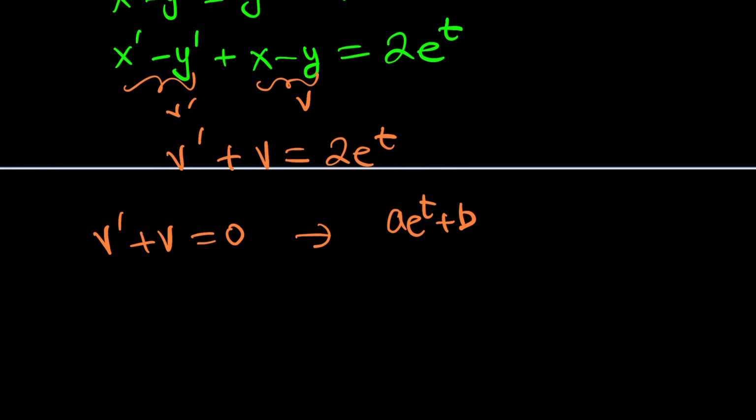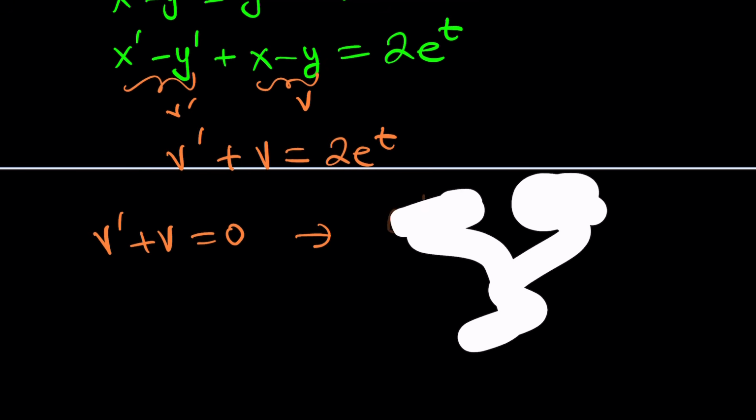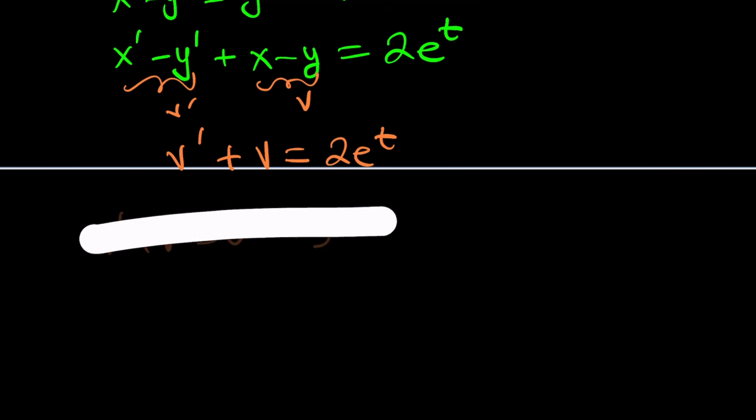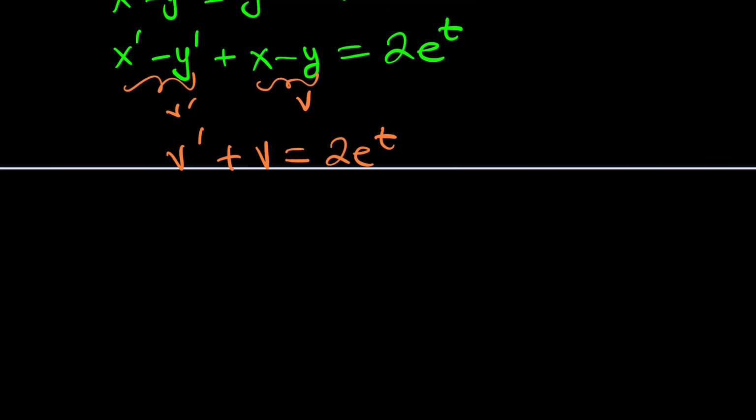Most probably. Sometimes you have to try something like t to the t, but I don't think that's the case here. And then you can find a and b from here and just add it to the homogeneous solution. But there's also another way which I think I should talk about, and that's called the integrating factor.